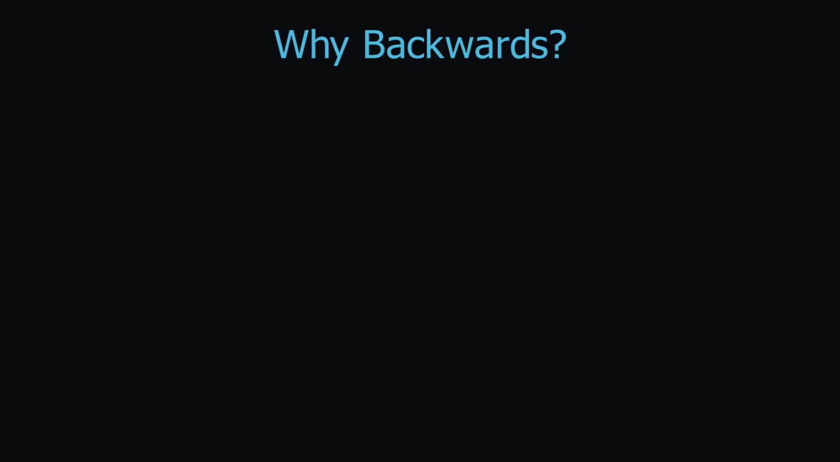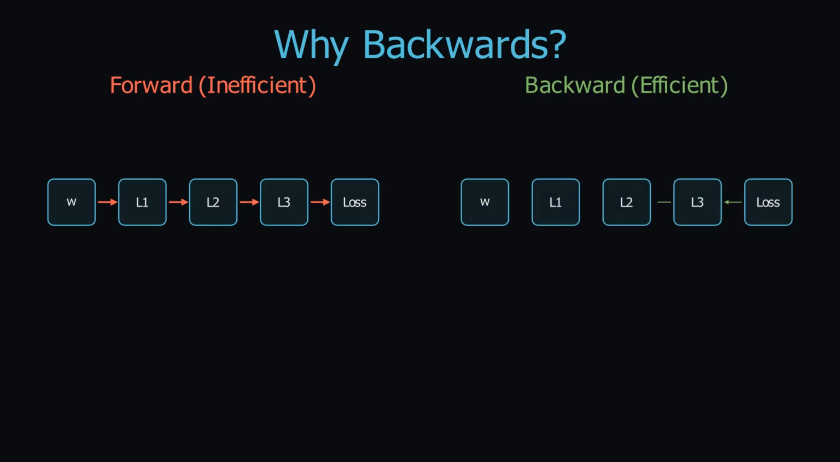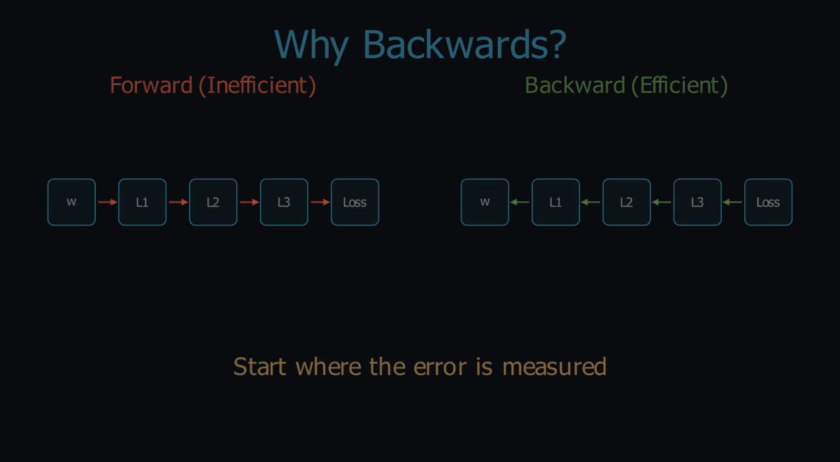So why does backpropagation work backwards? Let me show you with a visual comparison. Imagine computing gradients the naive way, going forward. For each weight, we'd have to trace its effect all the way to the output. But with backpropagation going backwards, we compute each gradient once and reuse the results. This is much more efficient. The key insight: the loss only exists at the output. By starting there and working backwards, we compute each gradient exactly once.